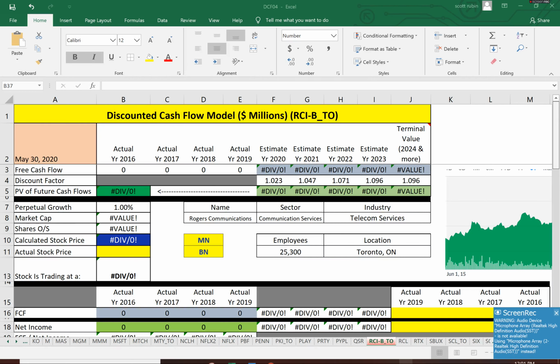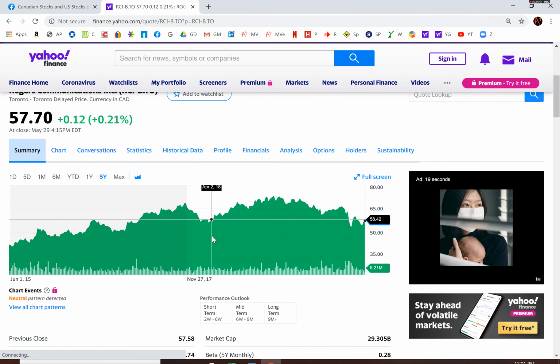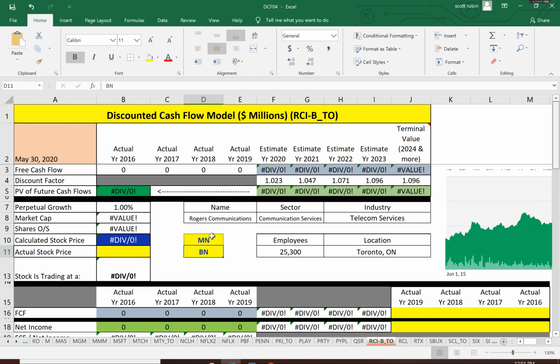We're going to calculate the stock price for Rogers Communications. And the first thing we need is the market cap, which is 29.3 billion. And the stock price is 57.70. So to figure out the shares outstanding, you just take the market cap divided by the stock price, and that gives you 508 million shares outstanding.